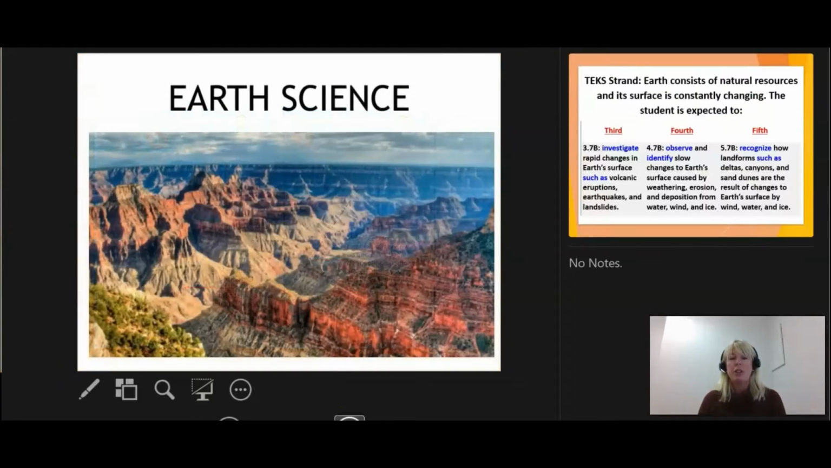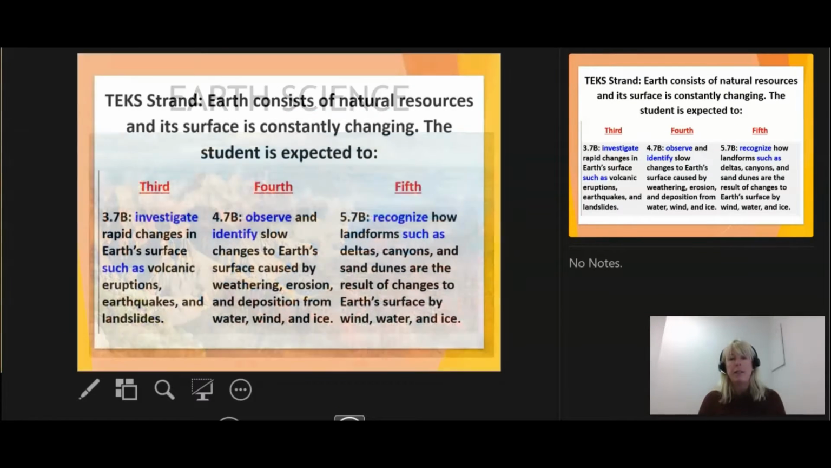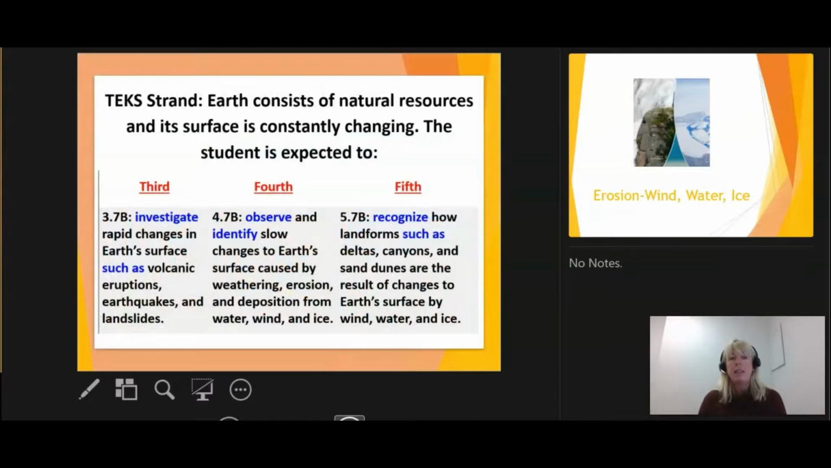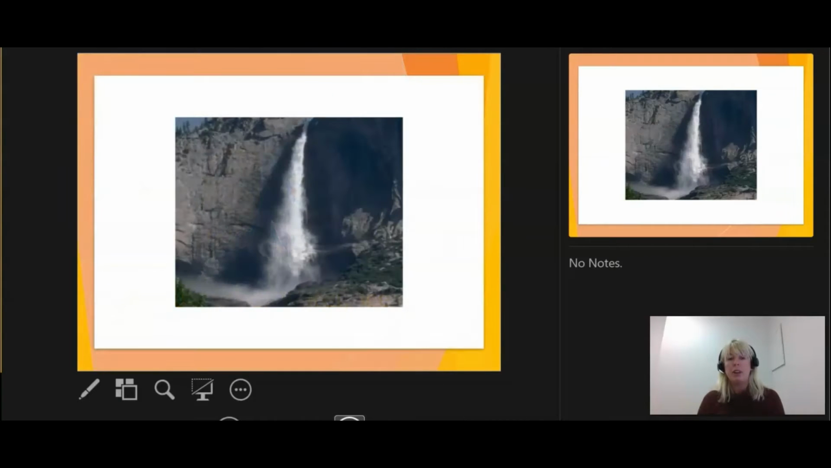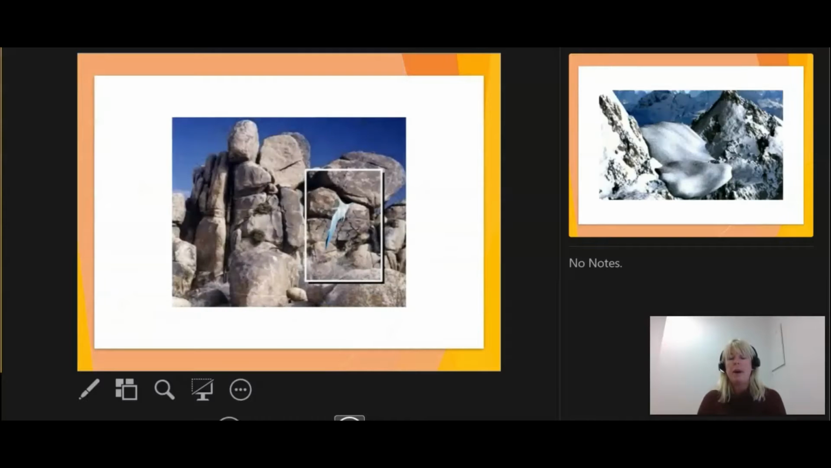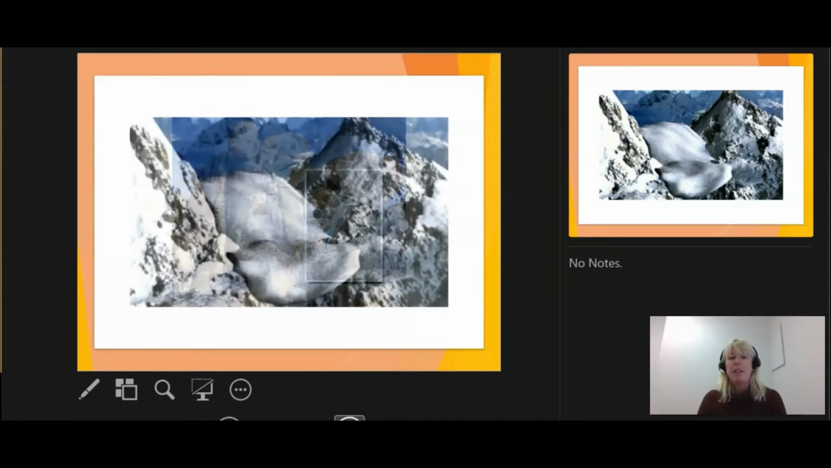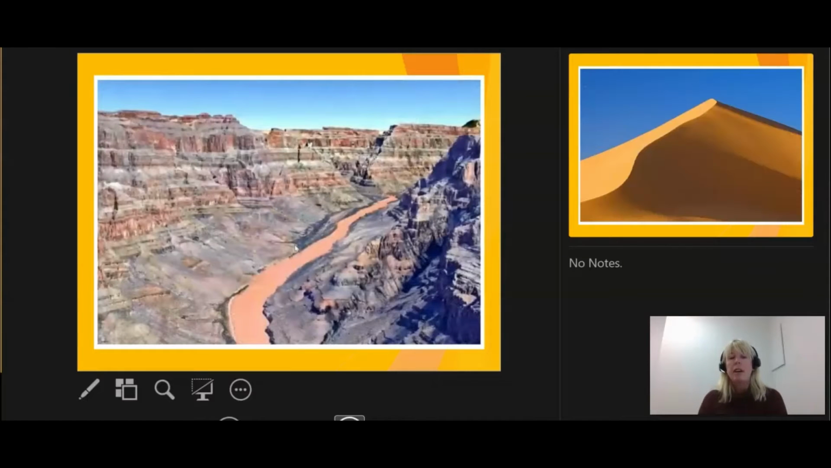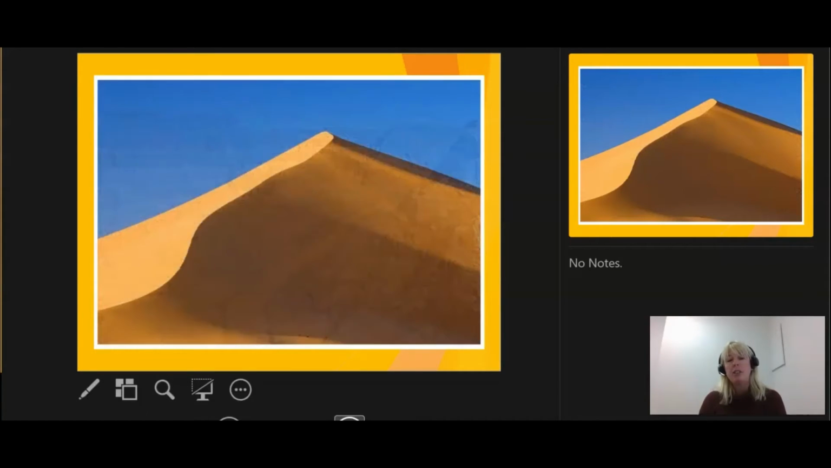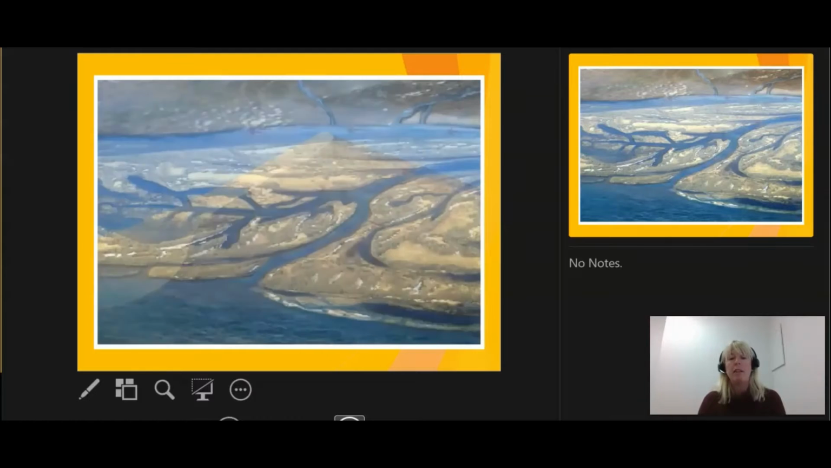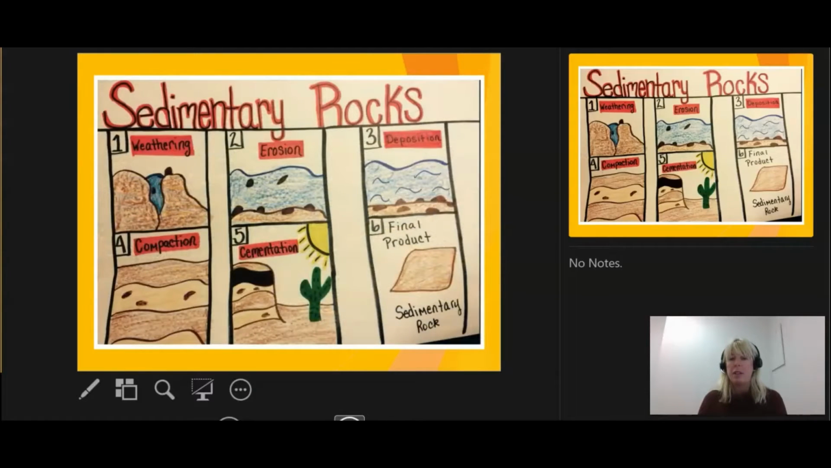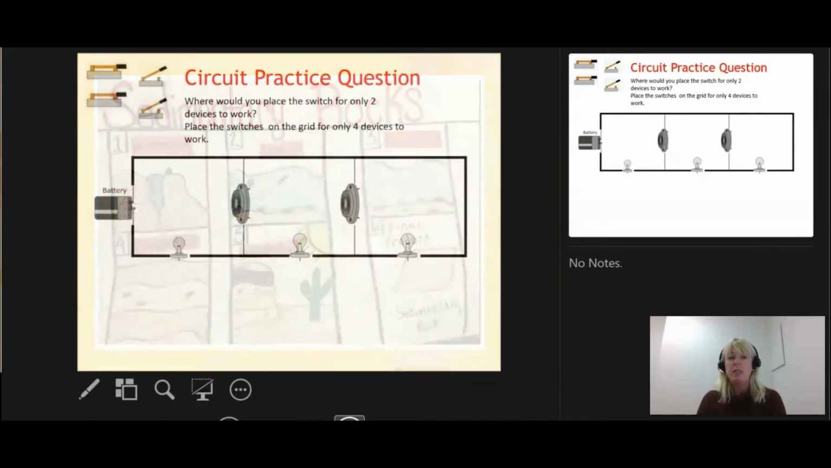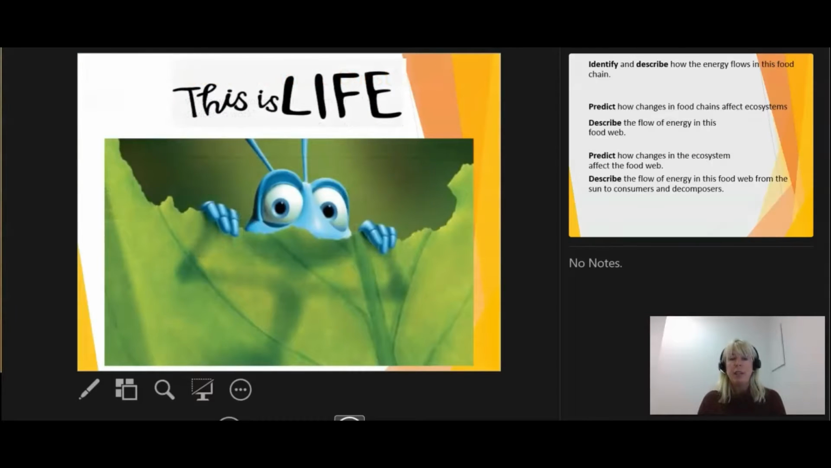Another image overshadows. Now we have earth science. Some key standards here, making sure that you scaffold that support in for your scholars and that you're talking about weathering, erosion, and deposition, and identifying landforms from rapid and slow changes, but also as a result of erosion and deposition, tying in some key student work, and then always throwing in that circuit practice.